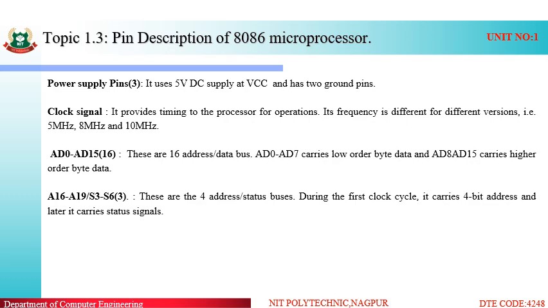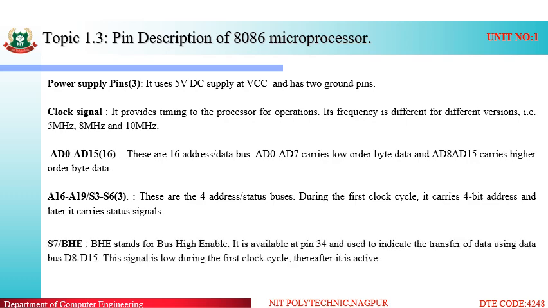So the total number of address pins we have got in 8086 is 20. So 16 we have completed in AD0 to AD15. So 16 address pins are already completed. So remaining are A16 to A19. We are counting from 0, so the total will be A0 to A19. So A16 to A19 pins are there, plus there are status pins, that is S3 to S6. A16 to A19 are used to carry the address, and S3 to S6, 4 pins, are used to carry the status signals.